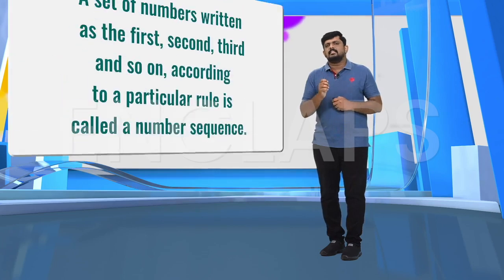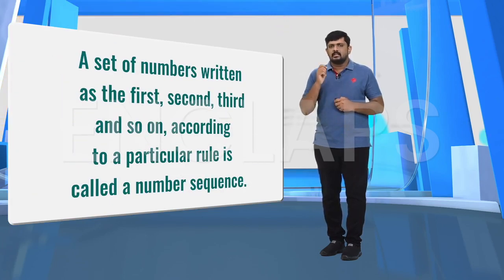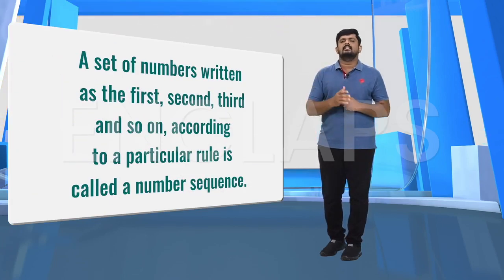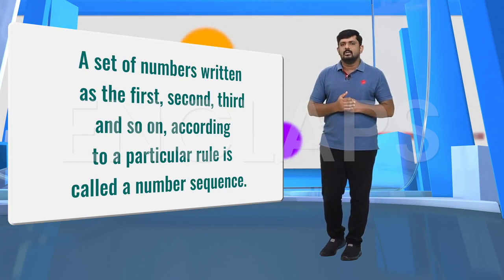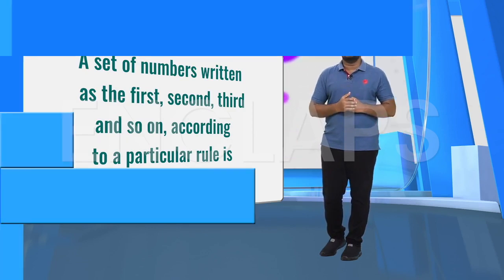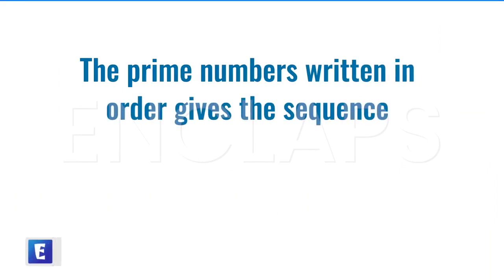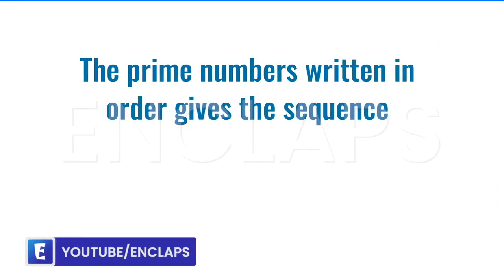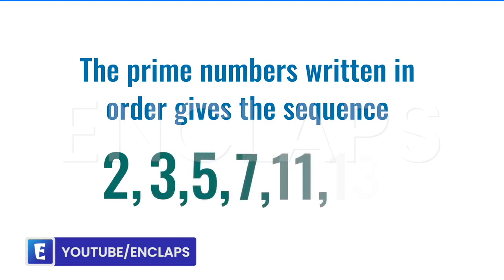That is, a set of numbers that can be written as first, second and third based on any such rule is called a number sequence. We can form a sequence from characteristics of numbers. For example, if prime numbers are written in order as shown, which is 2, 3, 5, 7, 11, 13, etc. Prime numbers are the numbers which have only two factors, the number itself and 1.